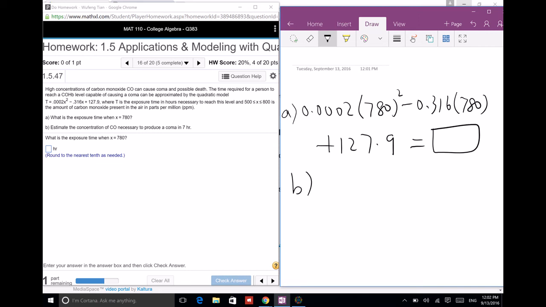So basically, you just need to set up 0.002x squared minus 0.316x plus 127.9, and that equals 7 hours. So T is 7 hours. Okay, so we don't have to change that, so just put 7. Then you solve this equation using the quadratic formula. Okay, that's it.